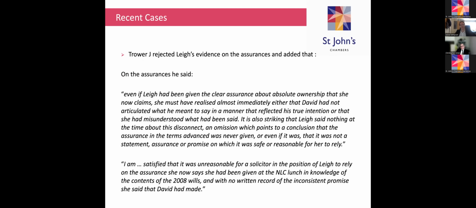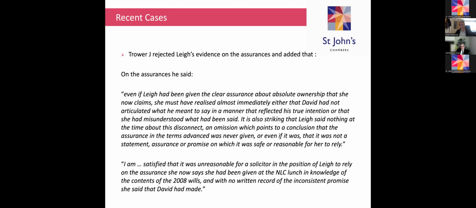Mr. Justice Trower, in a fairly detailed judgment going through each and every occasion on which Lee said an assurance had been made, and then in turn through the detriment, rejected her evidence on the assurances. And he said that even if Lee had been given the clear assurance about absolute ownership that she now claims, she must have realised almost immediately either that David had not articulated what he meant to say in a manner that reflected his true intention, or that she had misunderstood what had been said. It is also striking that Lee said nothing at the time about this disconnect, an omission which points to a conclusion that the assurance in the terms advanced was never given, or even if it was, that it was not a statement, assurance, or promise on which it was safe or reasonable for her to rely.